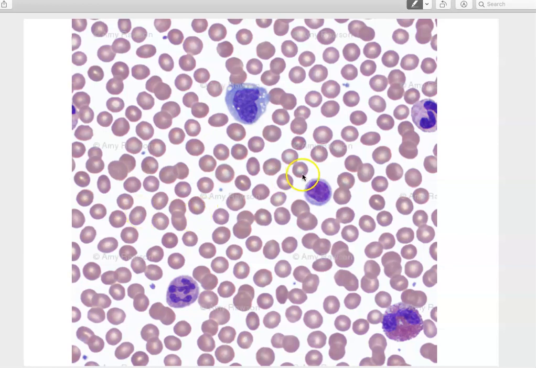So, wow, this slide's got a lot. Let's start with this little guy. Our little guy with the big nucleus, a rim of cytoplasm, he is a lymphocyte. This guy, 1, 2, 3, multi-lobed. All you have to do is go, oh, he's multi-lobed, purplish granules in the cytoplasm. He's a neutrophil. This guy is bilobed, pink granules. He is an eosinophil. This big blob up here, this is a monocyte.